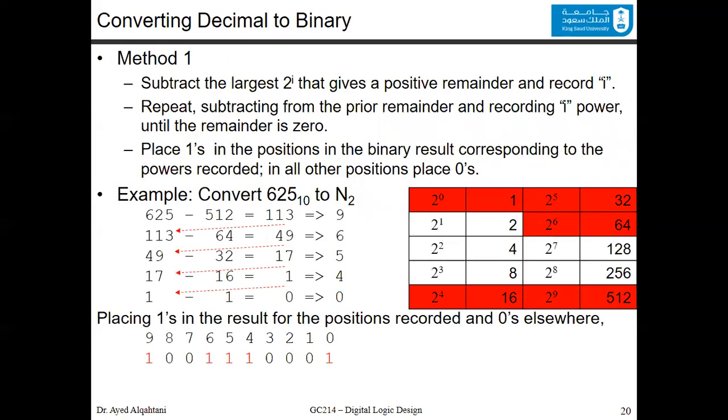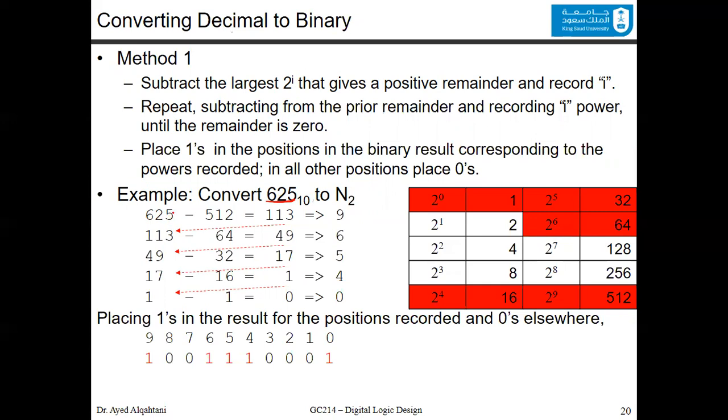If we want to do the opposite conversion, which is from decimal to binary, there are two methods. I will show you both methods, and then I will suggest the method that we use. The first method: if you have a number in decimal, for example, this number, 625 in decimal, its radix is 10. We subtract the largest power of 2 that gives a positive remainder, and then record this power. If it's 2 to the power of i, then we record the i. So we do this in this example, we have this number, 625.